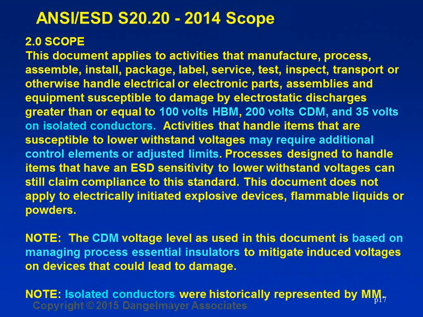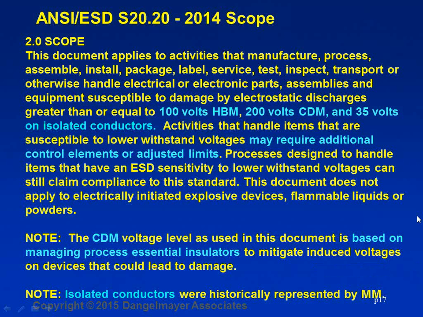Okay. I promised to bring the scope up later, and here it is. This is, almost word for word, out of the 2014 version of the scope, and we highlighted in blue some of the key points and changes to it. So you can see the first one still talks about 100 volts HBM. That's not a change. It has the 200 volt CDM and 35 volts on isolated conductors. And then on that first note, the CDM level is based on managing process required essential insulators. It does state that, if you're handling devices that are lower than these voltage levels, you may require additional controls or adjustment limits.